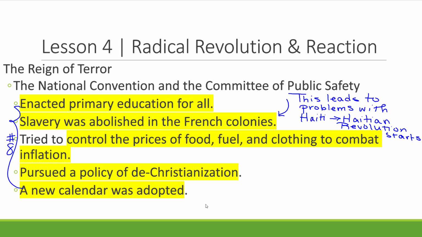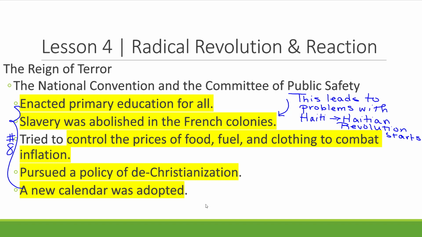Also, they wanted to control the prices of food and fuel and clothing to combat inflation, because remember, the prices of things increased, like things to make bread to feed their children, right? Also, they pursued a policy of de-Christianization, meaning that they allowed more secular outlooks and more secularized education and beliefs, right? Also, a new calendar was adopted. So again, here they created a new calendar.